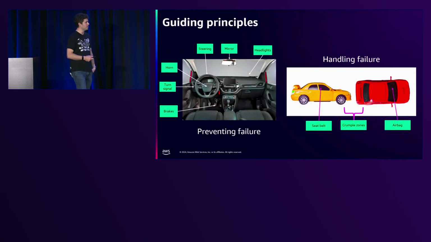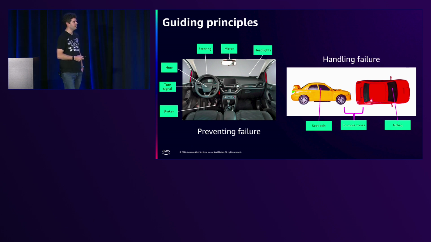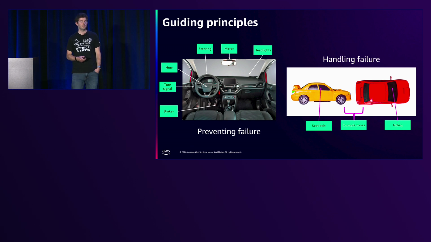And I'm going to make an analogy to the automobile. There's a couple different ways that resilience and failure detection and protection are implemented in a car. A lot of features, especially in modern cars, are dedicated towards helping drivers prevent failure, preventing accidents. But there's still other components that are related to handling the failures when they've occurred.